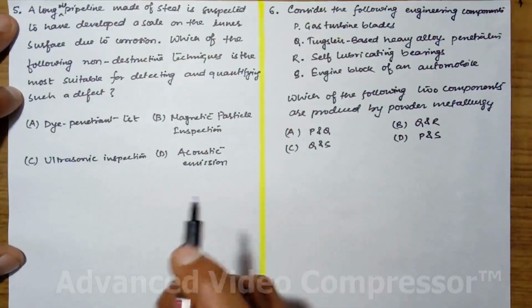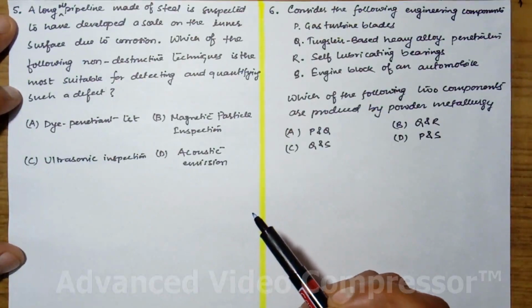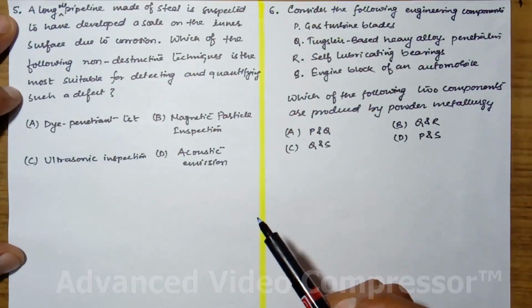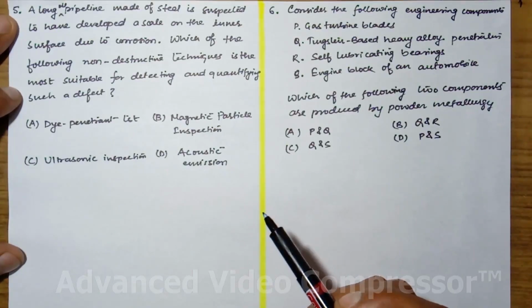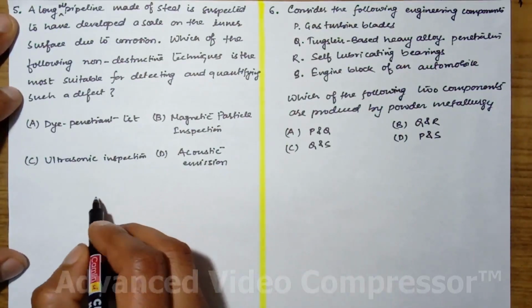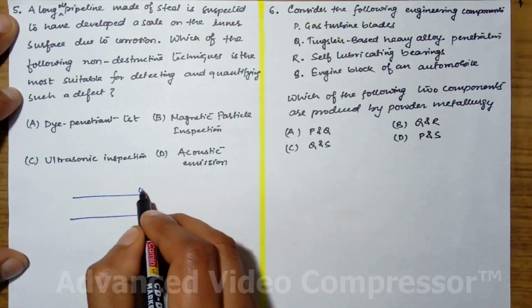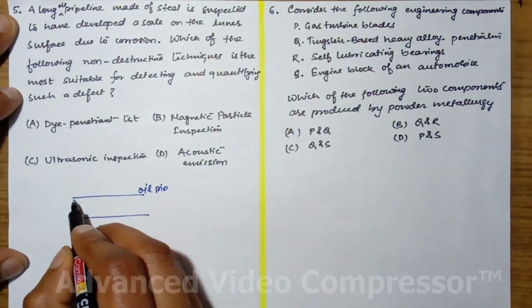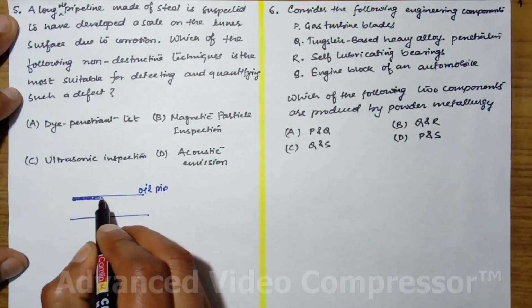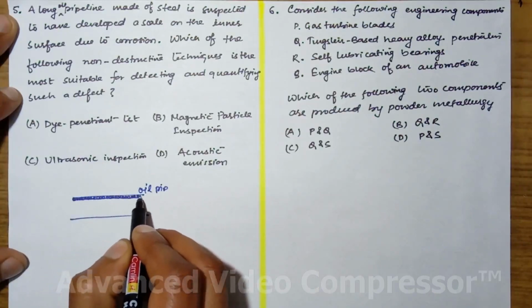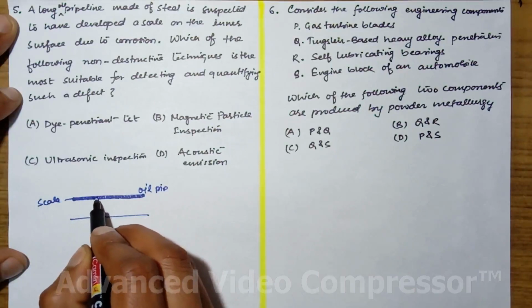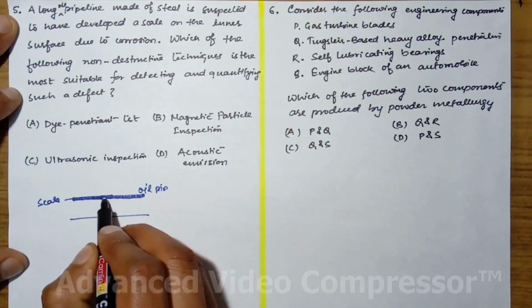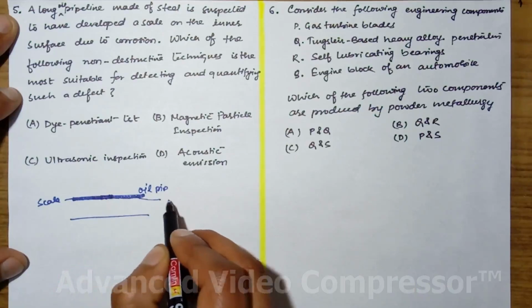The fifth question is: a long oil pipeline made of steel is suspected to have developed a scale on the inner surface due to corrosion. Which of the following non-destructive techniques is the most suitable for detecting and quantifying such a defect? So here it is given that this is an oil pipe, and on the inner surface corrosion has taken place, which has formed scale. Just because of this formation of scale, the overall thickness of this pipe will increase.